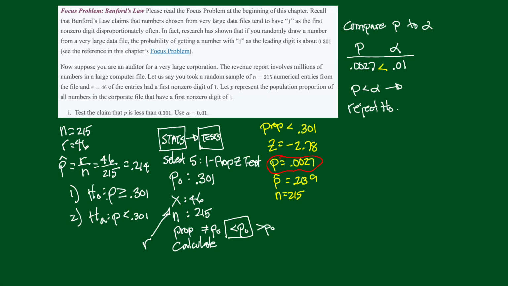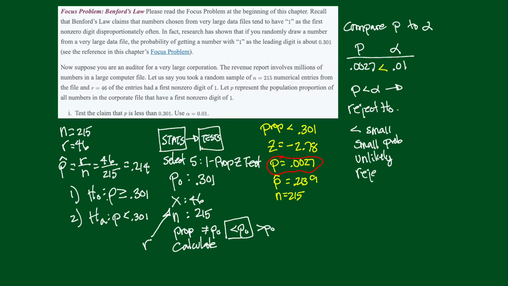And just to review, here's my way of remembering this. If it's less than, I'm thinking small. And it's a p-value, small p, p for probability. So I have a small probability. And a small probability, I'm thinking it's unlikely. And if it's unlikely, but I'm seeing something that's unlikely, I'm going to reject H naught. So we're going to reject H naught, right?